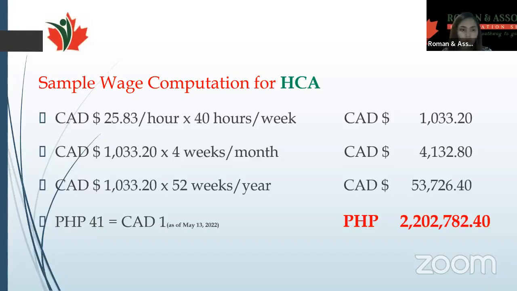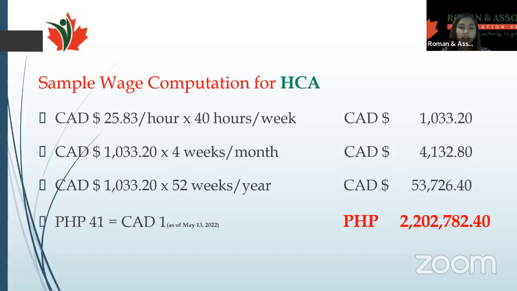41 pesos is our updated conversion rate as of today, May 13, 2022, here in the Philippines. The 53,726.40 is already equivalent to 2,202,782.40. Imagine, just working for 1 year, you will be earning this much. Here in the Philippines, for you to be able to earn this, you would have to spend half of your life working as a regular employee, and probably this will already be your retirement pay.